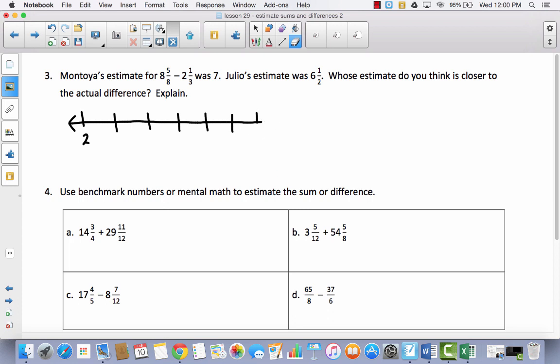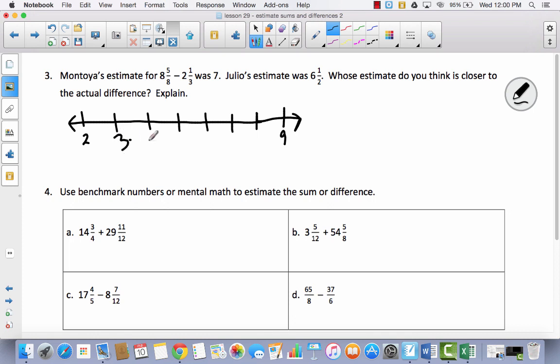All right, so this will be 3, 4, 5, 6, 7, 8, and then this can be 9. Sometimes you just have to do that. All right, so 3, 4, 5, 6, 7, 8. So let's start with 8 and 5/8.